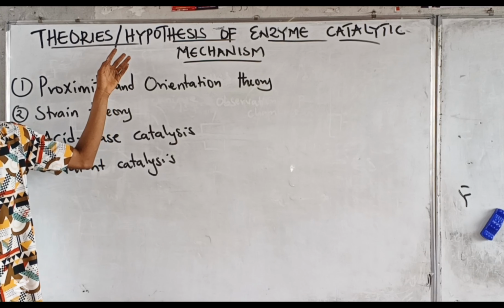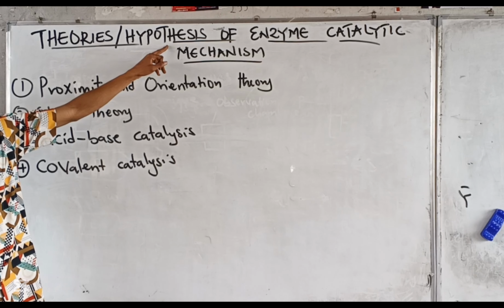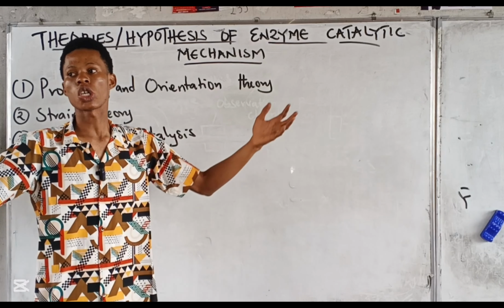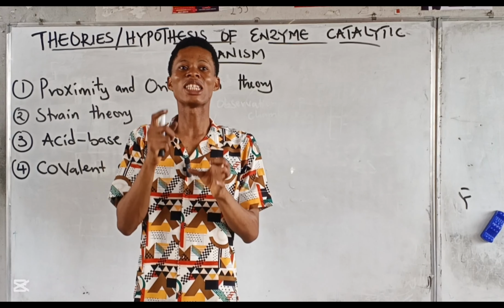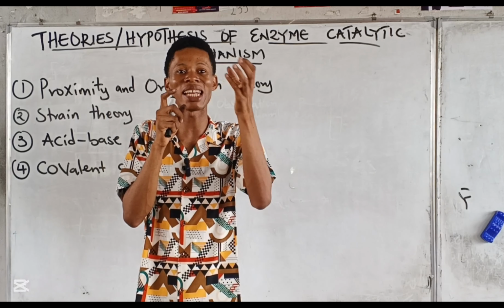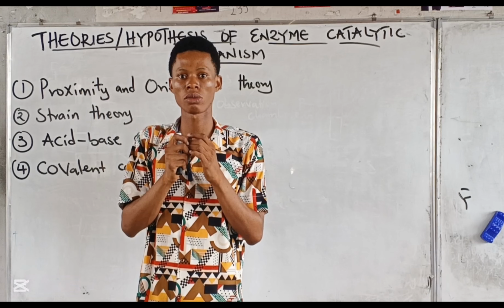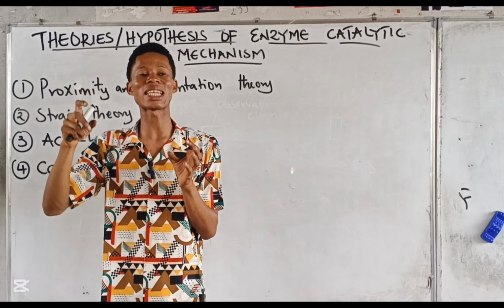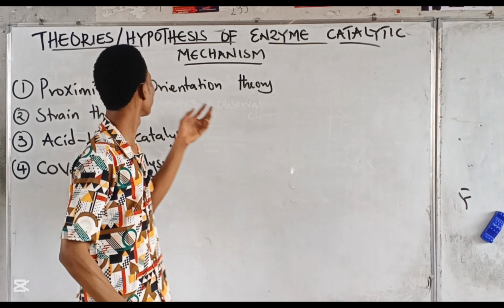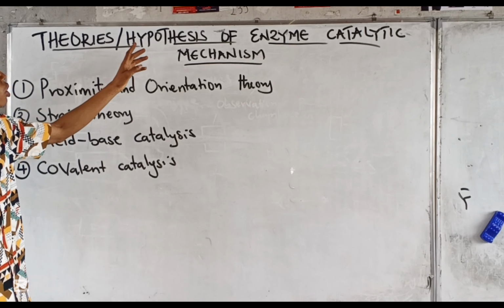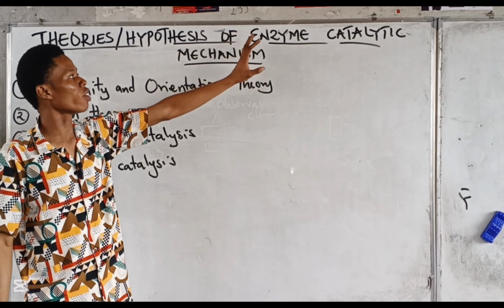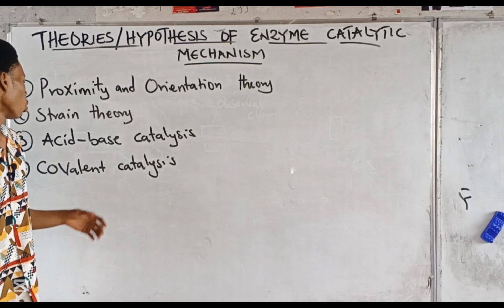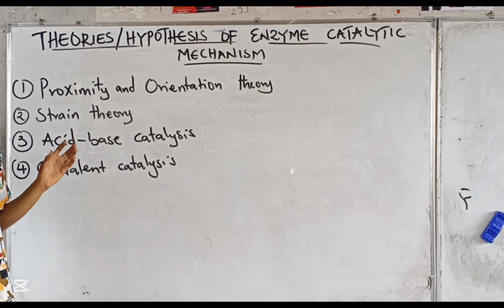We'll be looking at theories or hypotheses of enzyme catalytic mechanism. Some scientists sat down and observed how enzymes catalyze chemical reactions. They looked at how the rate of chemical reaction is enhanced. Now, there are many theories or hypotheses of enzyme catalytic mechanism, but we'll look at these four main types.